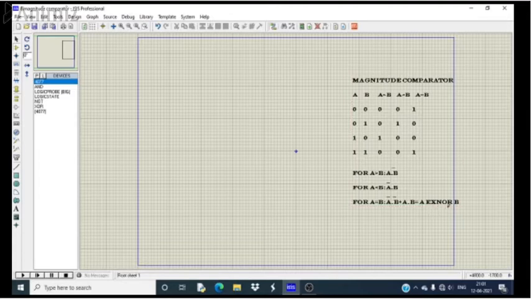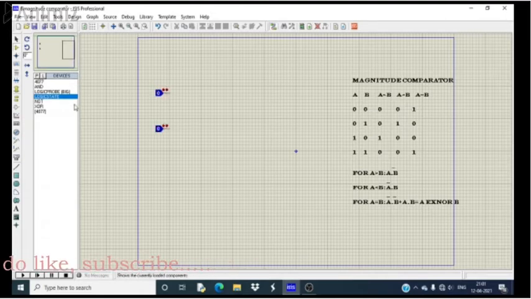So let's start to simulate the magnitude comparator by using Proteus. Here is a logic state for inputs. This is for A, this is for B. Here are NOT gates for NOT A and NOT B.